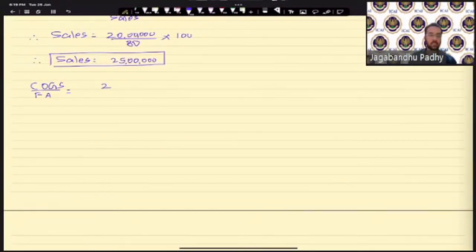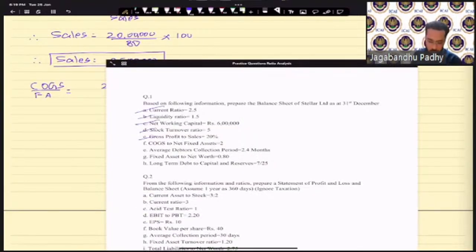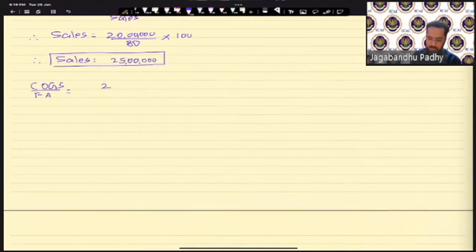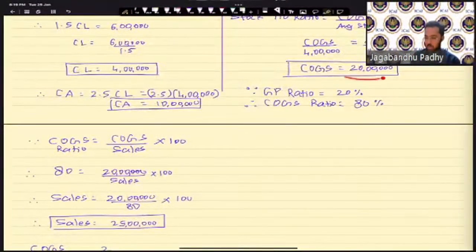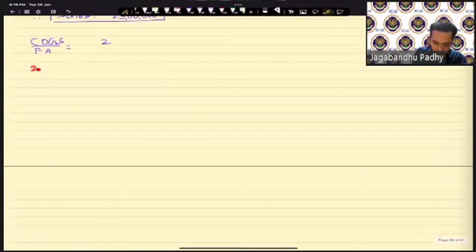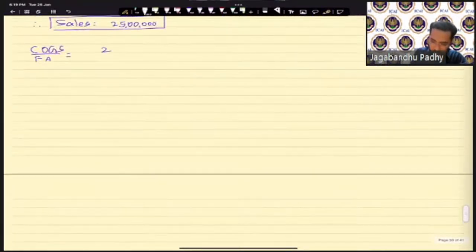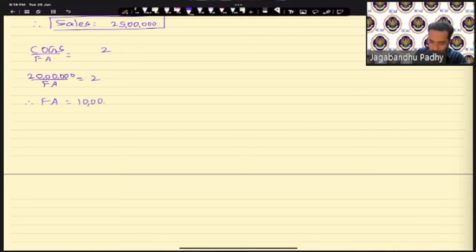COGS to fixed asset is given as 2, twice of it. So COGS is twice of fixed asset, that's the ratio. But now we have the COGS figure. Cost of goods sold figure is 20 lakh. So cost of goods sold of 20 lakhs upon fixed asset is 2. So we can say that our fixed asset is 10 lakh. Correct. We get the fixed asset figure to be 10 lakh.